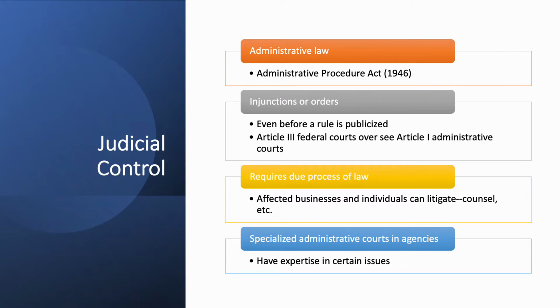So sometimes that happens. And the judicial control is also designed to make sure that the agencies respect people's due process of law rights. Businesses and individuals who feel they're being abused by government agencies can go right into court and litigate it, get lawyers, bring in witnesses, evidence, etc.